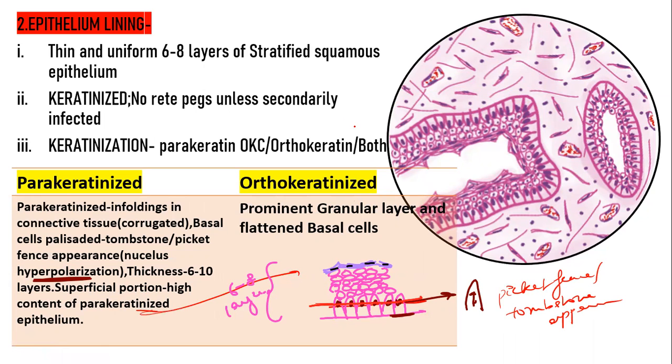So again, let us quickly revise the epithelium lining. It is uniform and it is thin. 6 to 8 layers of stratified squamous epithelium, which is keratinized. The keratinization pattern can be parakeratin or orthokeratin. We have studied the features of parakeratin, where in this diagram you have the surface which is corrugated, one. Then you have the basal cells, which are palisaded, hyperchromatic, and hyperpolarized. Okay.